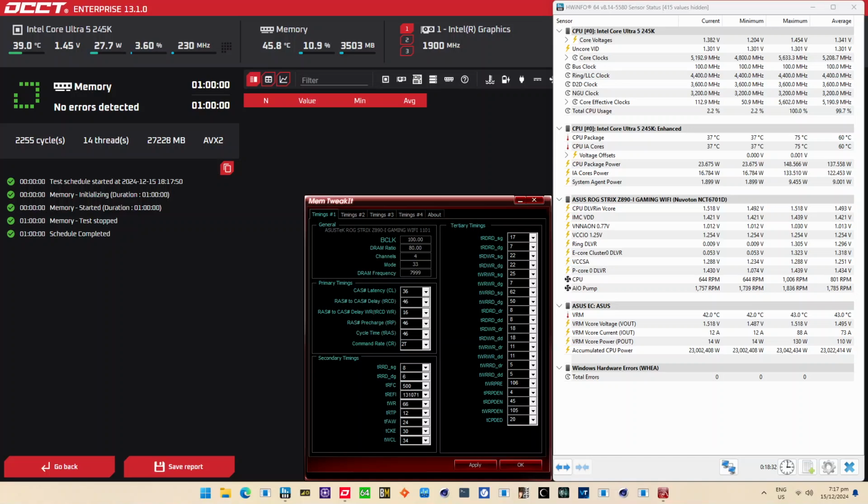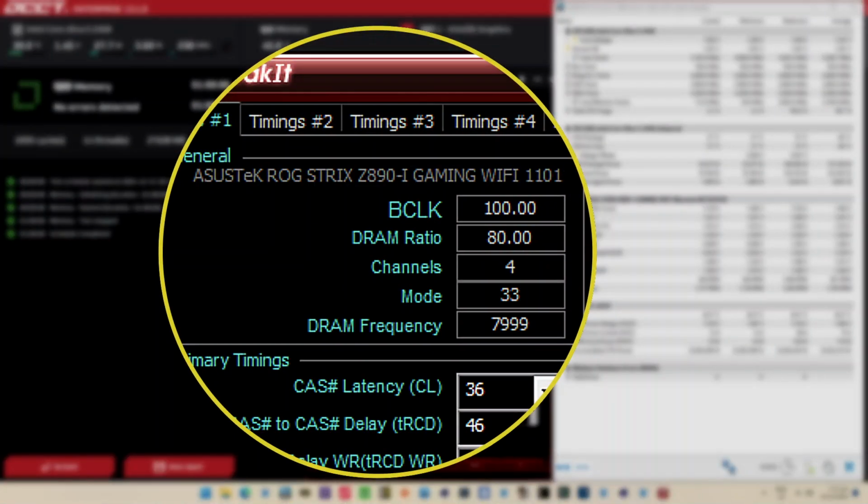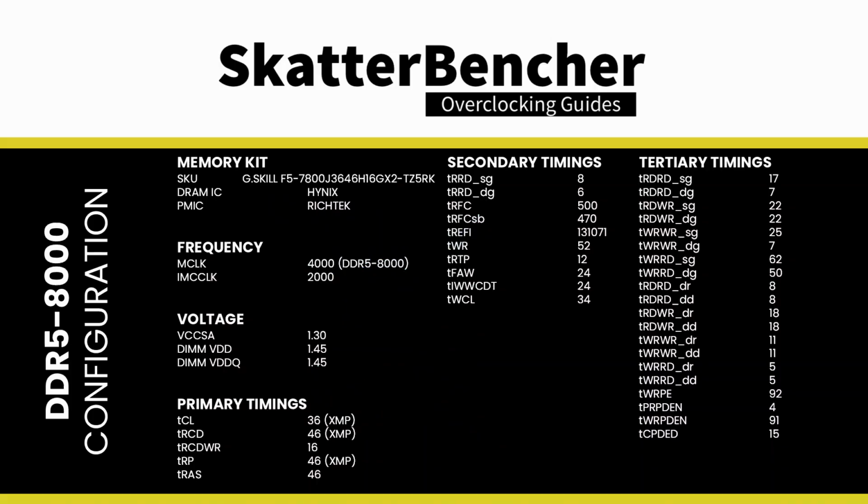I'm aware there's a lot of discussion about what exactly constitutes memory stability, but I've always relied on 1 hour of OCCT memory stress test. To my surprise, I found that the memory was now stable at DDR5 8000. Here's my final memory configuration.